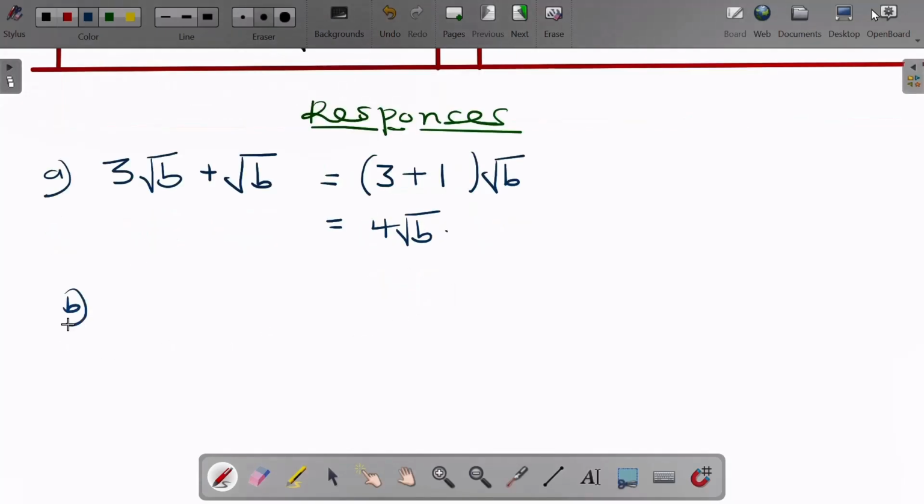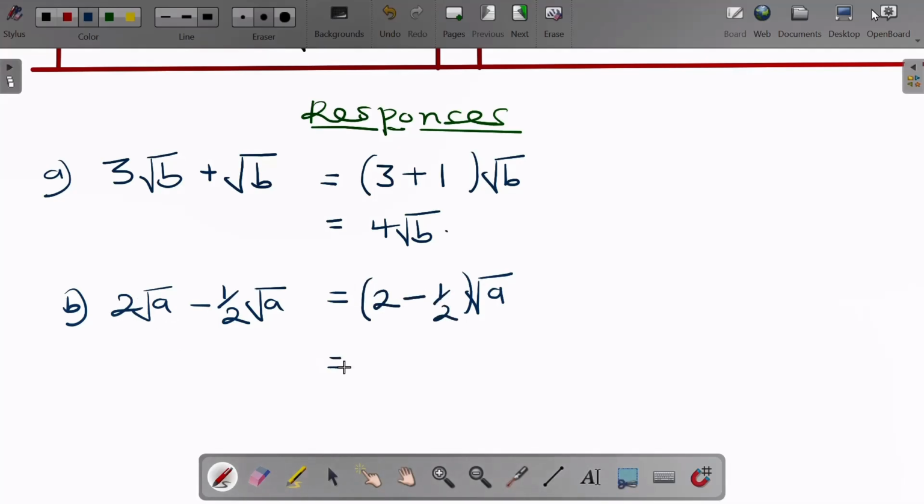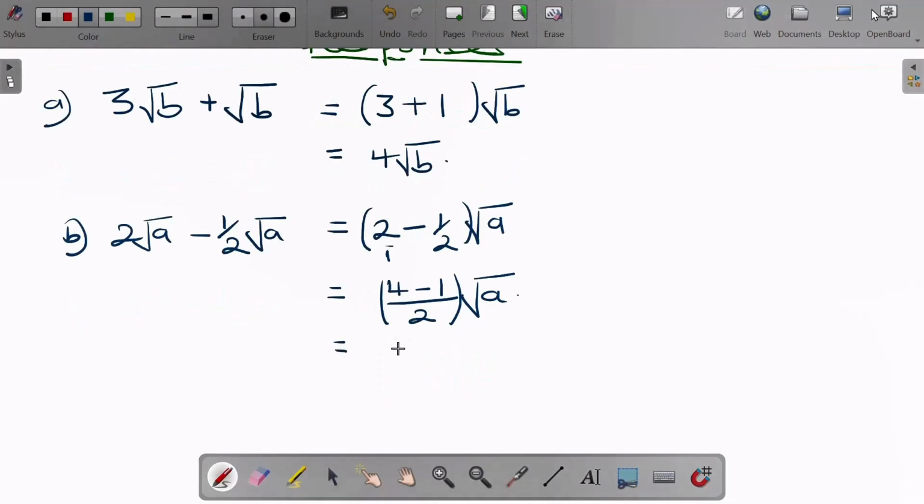Part B, we have 2 root a subtract a half root a. So this is the same as, the common factor is the square root of a, into, so here we shall remain with the 2 minus the a half. As we simplify this, the LCM is 2. 2 divided by 1 is 2, multiplied by 2 is 4, minus 1, multiplied by the root of a. This is the same as having 3 divided by 2 multiplied by square root of a. This becomes our answer for that part, and this was for part B.